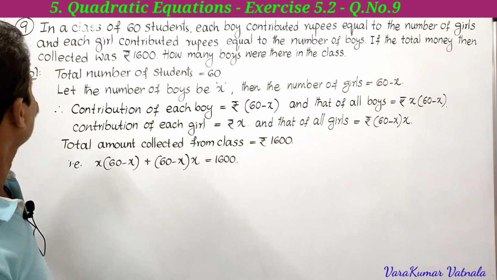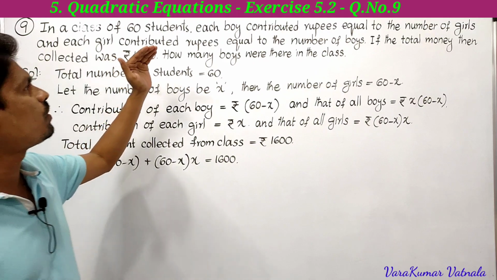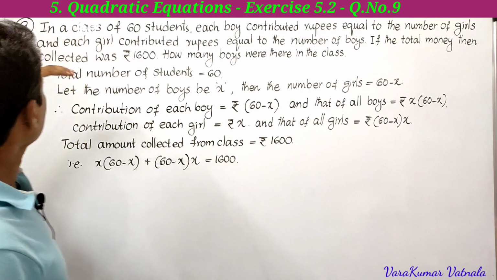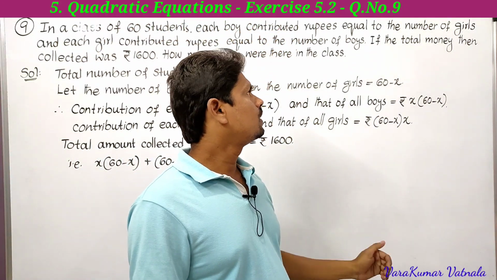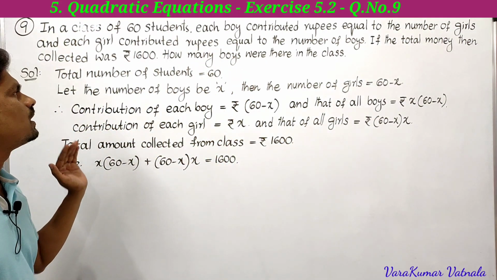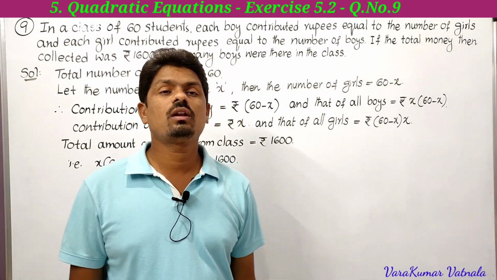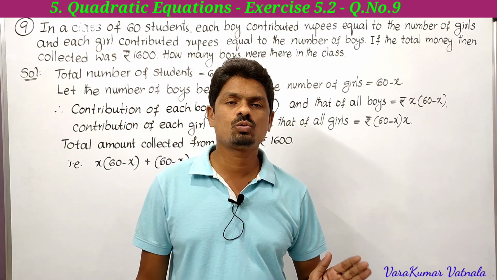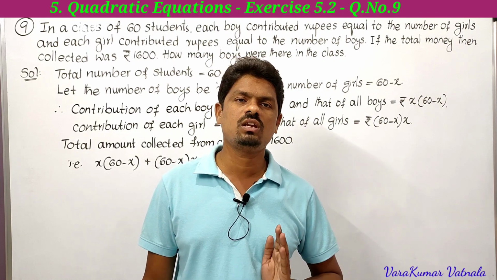See here what he is asking us to find. In a class of 60 students, each boy contributed rupees equal to the number of girls, and each girl contributed rupees equal to the number of boys. If the total money collected was rupees 1600, how many boys were there in the class? So here there are 60 students in a class. Total students, boys plus girls, equal to 60.